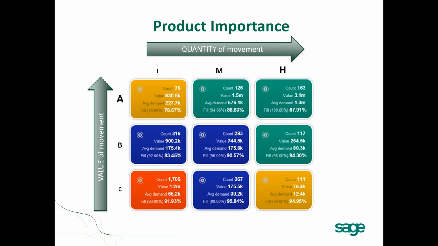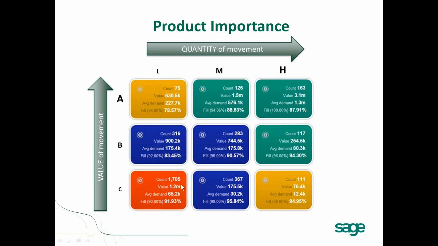So wherever we see the matrix or this item identified in the system, based on the color and the category that it's in, we are immediately notified of how important the item is to my business. On the opposite end of the scale, we've got these items here in the bottom left. C value movers, low quantity movers.